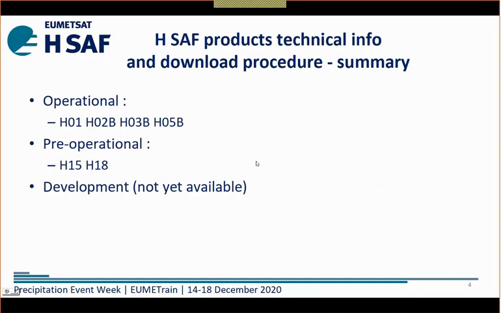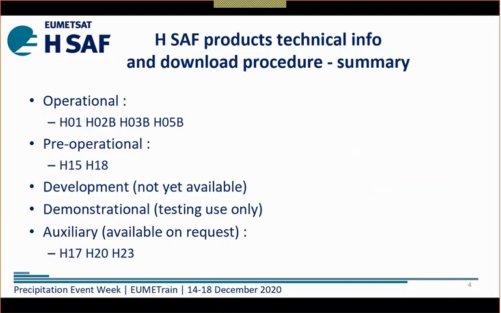Development products that are not yet available, but maybe they are coming soon. Demonstrational, so they are in use only for testing purposes, not available to anybody. And auxiliary products, which are not useful in themselves, but we consider more or less at the same level as the operational ones, and they are 17, 20, and 23.